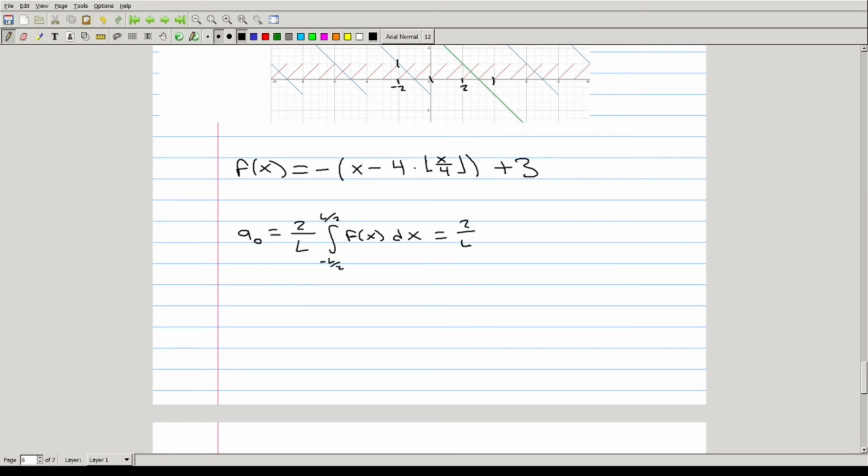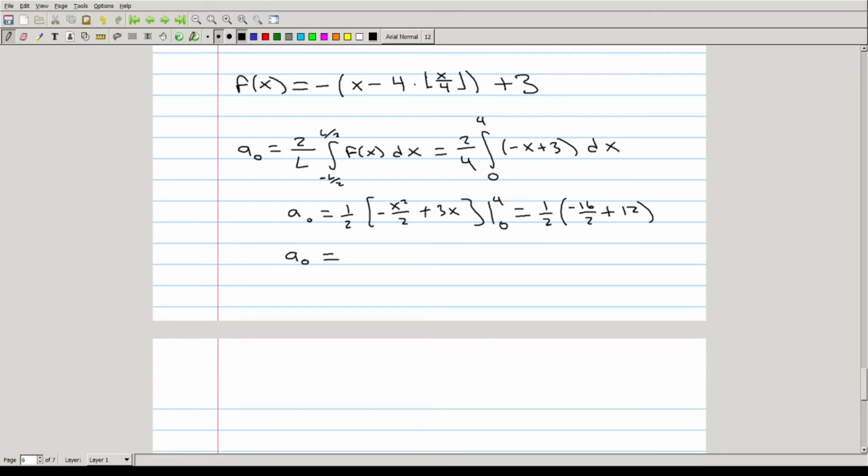And so this is going to be 2 over 4 times the integral from 0 to 4 of negative x plus 3 dx, which is 1/2 times negative x squared over 2 plus 3x from 0 to 4, which will be 1/2 times negative 16 over 2 plus 12, which will be 12 minus 8 over 2, or 4 over 2, which is just equal to 2. So a naught is equal to 2.